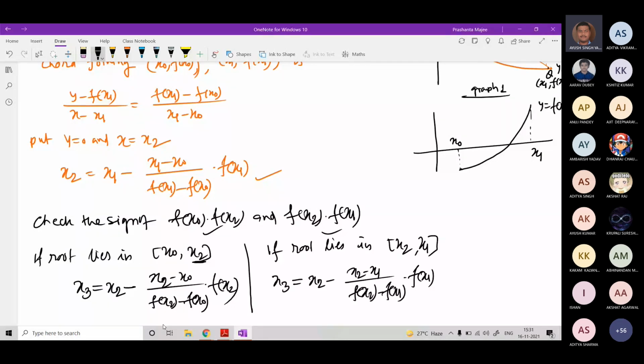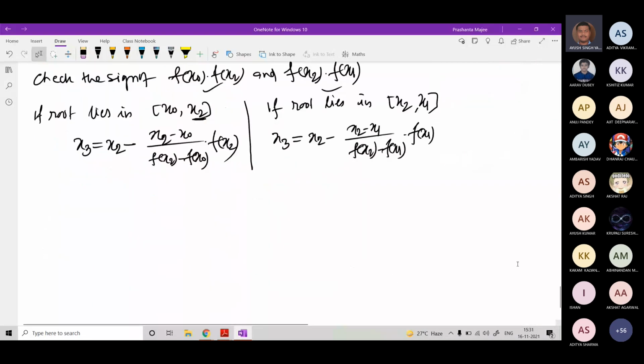In the regular false position method, at every step you keep calculating in which interval the root lies. That means you never lose the root. You always bracket the root. So as the iteration increases, you will be moving towards the solution. It is guaranteed. So the advantage of this method is that it is always convergent.